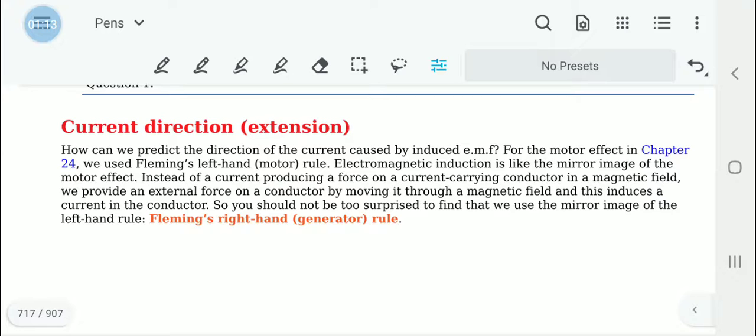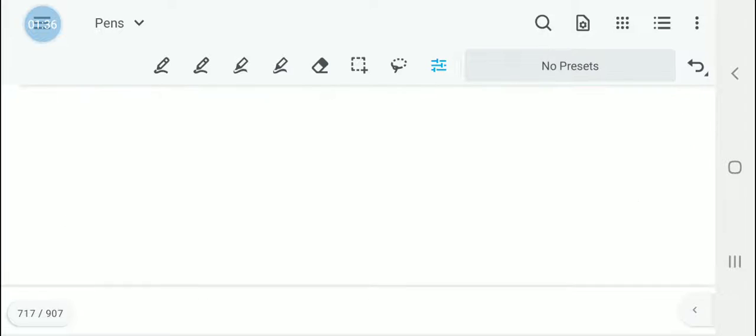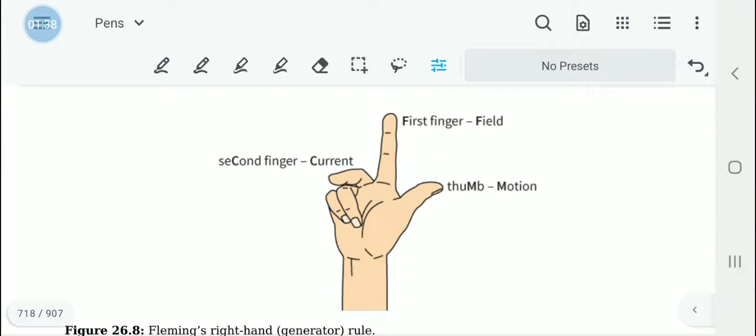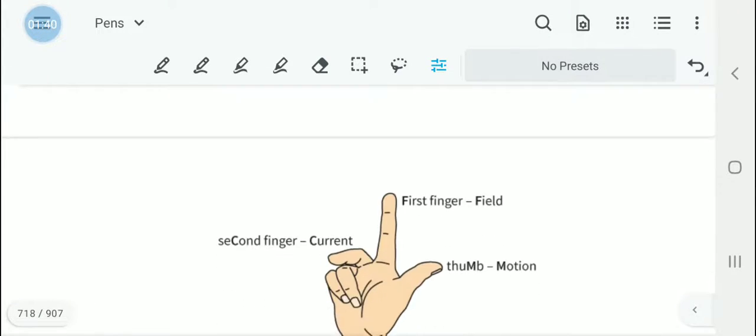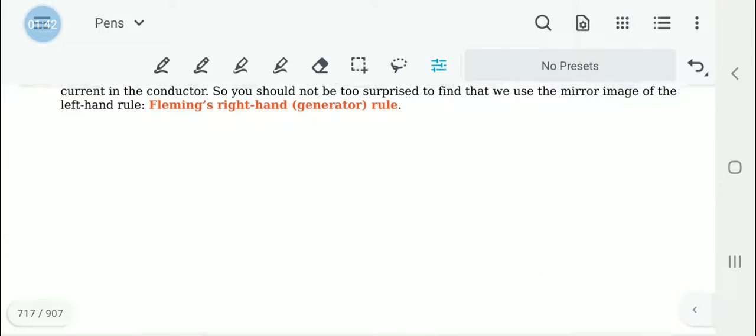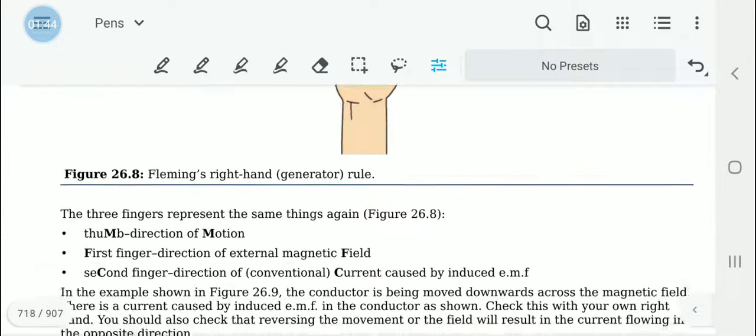So this is actually the mirror image of the left hand rule, and we call it Fleming's right hand generator rule. So the two definitions are different from one another. In Fleming's left hand motor rule, the current produced the force. Here the force produces a current. So this is the right hand rule. You have to remember Fleming's right hand generator rule.